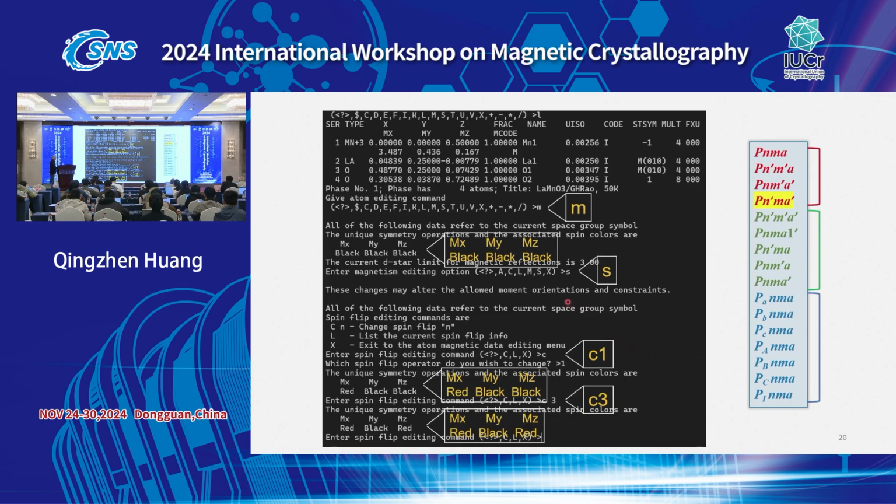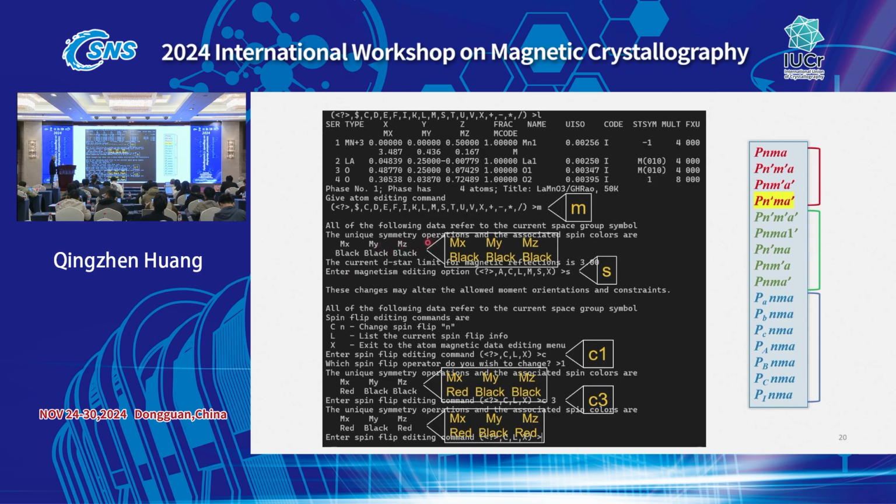Then, if you want to edit the spin flip, you can change that by what? You type S, the spin change. Type S to go here. Then you can type C. This is for the three of them. To change the first one, it is Cn, where n means the first direction, second direction, and third direction.